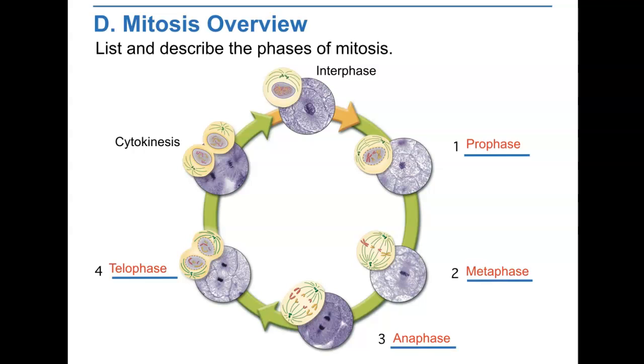To finish off mitosis, the last step is cytokinesis. For cytokinesis, you need to be able to identify that the cytoplasm pinches in half. Each daughter cell has an identical set of duplicate chromosomes.